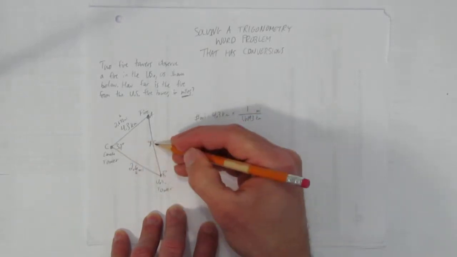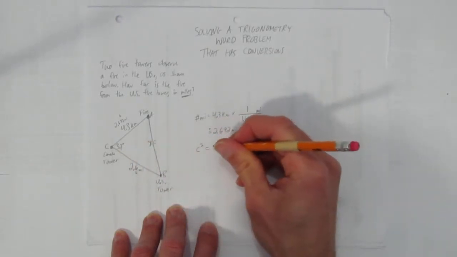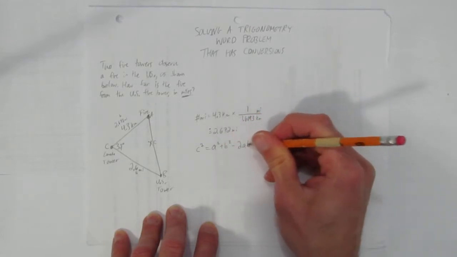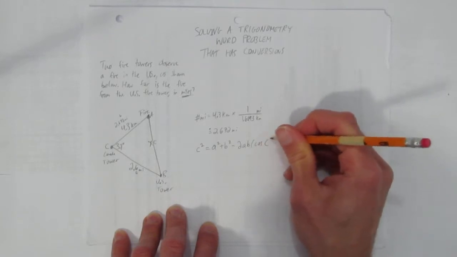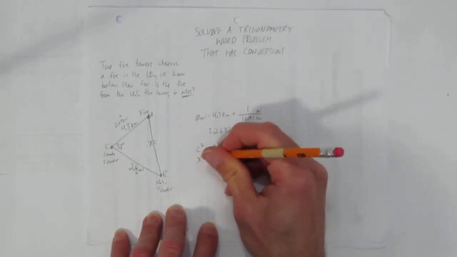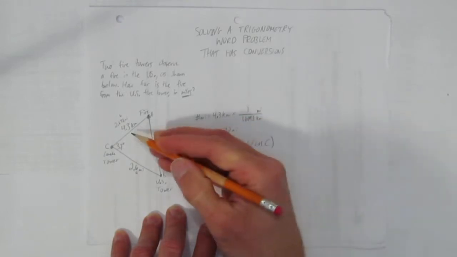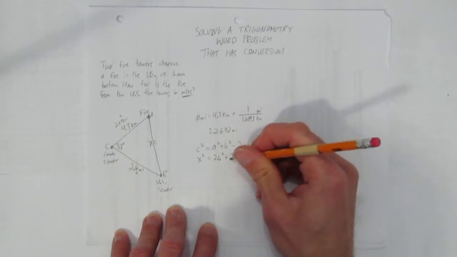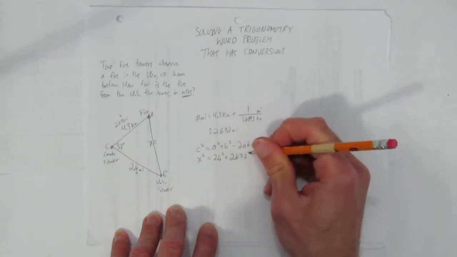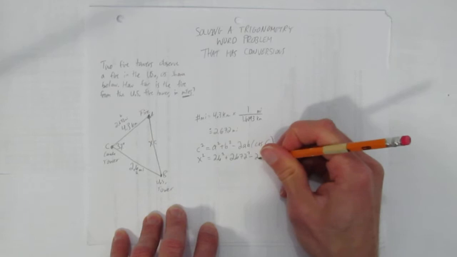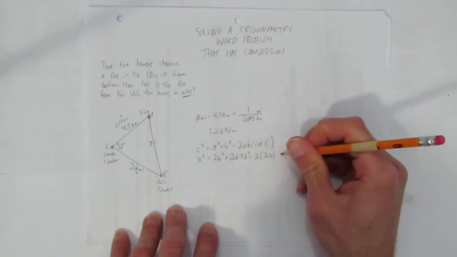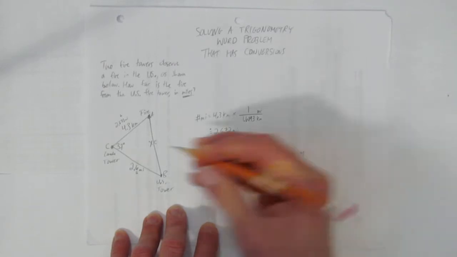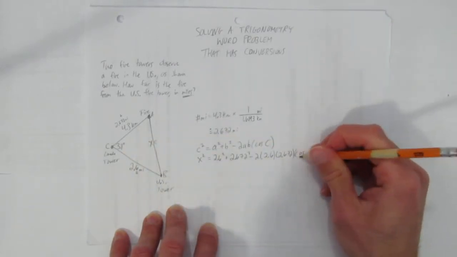Here's the cosine law I'm going to use. I'm solving for side c here. c squared equals a squared plus b squared minus 2ab cosine of capital C. So x squared equals a squared, that's this one, 2.6 squared, plus b squared, that's that one, 2.672 squared, minus 2 times the a, same number, times the b, same number, cosine of the angle, 37 degrees. Let's put that in brackets.